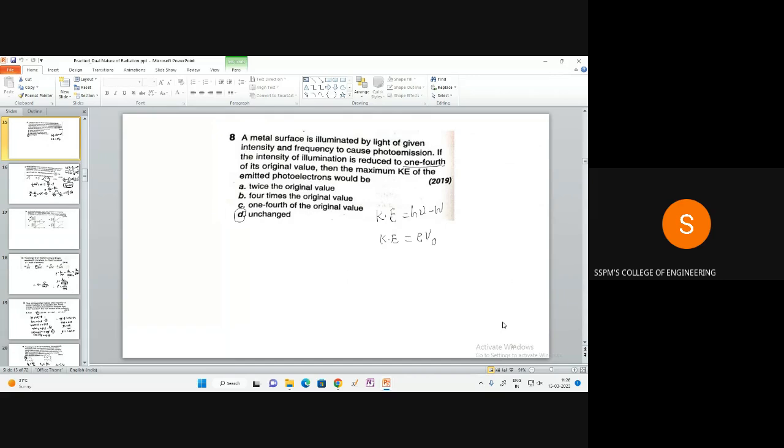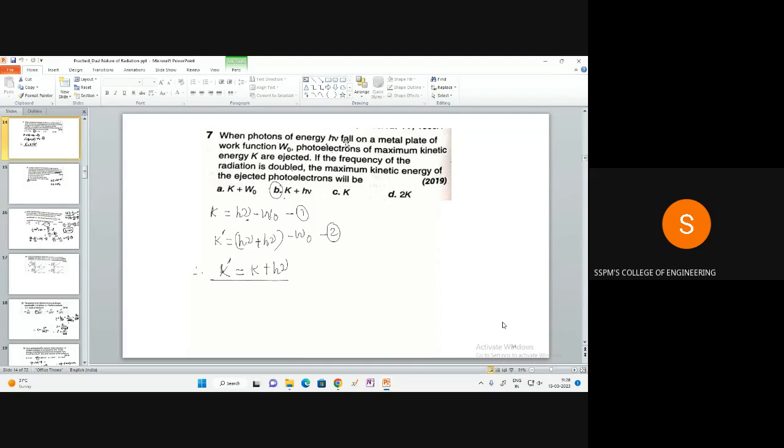When photons of energy h nu fall on a metal surface of work function omega, काही वेळेस फाय ने देतात, काही वेळेस ओमेगा देतात, डब्ल्यू म्हणतात वर्क फंक्शन. नोटेशन डिफरंट. आपण लक्षात ठेवायचं आपलं नोटेशन फाय आहे, पण इथे फाय नाही वापरलेलं. ऑप्शन तरी इन टर्म्स ऑफ फाय डिफाईन नाही केलेलं. तर वर्क फंक्शनसाठी W0 वापरलाय.